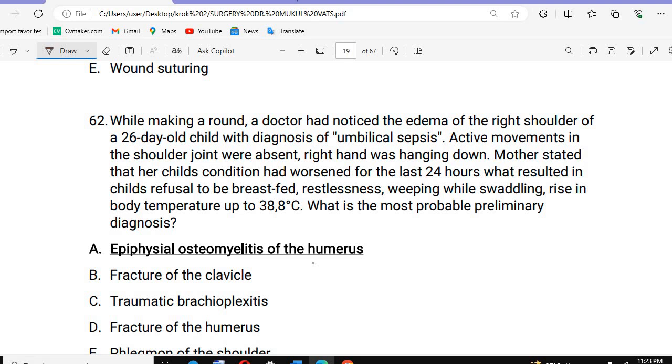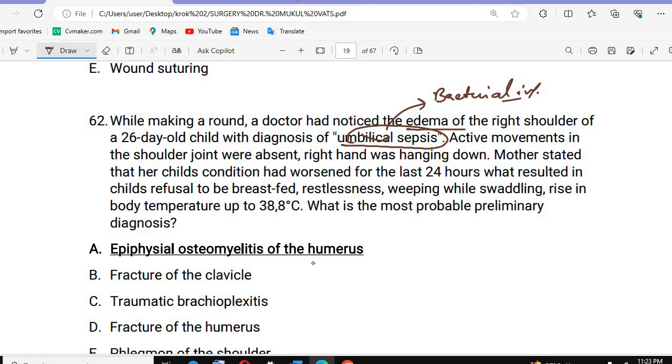Then question number 62: while making a round, a doctor noticed edema of the right shoulder. So we have seen that edema is there, the right shoulder, in a 26-day-old child with a diagnosis of umbilical sepsis. This is just for confusion, because we have sepsis. Sepsis tells us that there is a bacterial infection. If the bacterial infection is there, the active movement in the shoulder joint was absent.